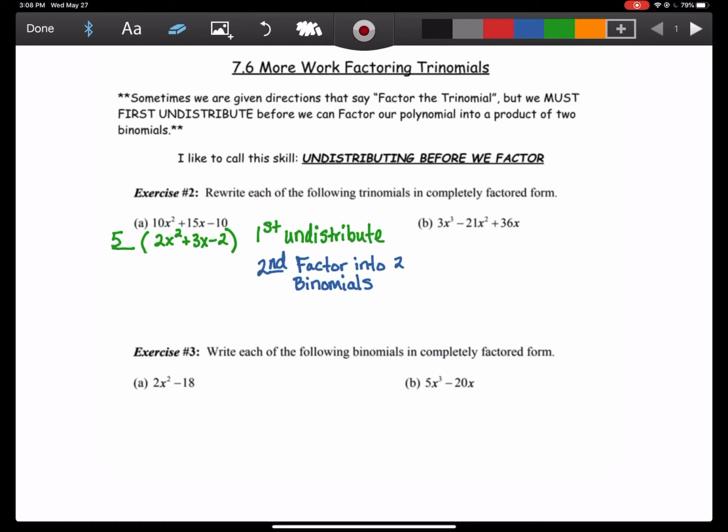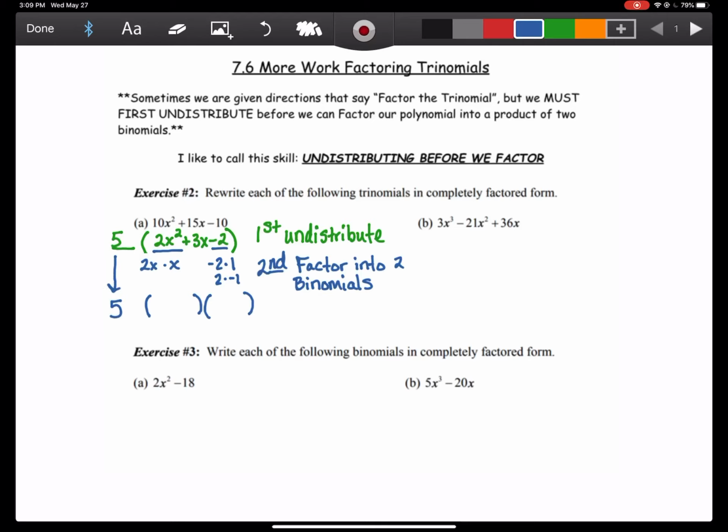So let's think about 2x squared and the factors that make it. So that would just be 2x times x. Not too bad. And let's factor negative 2. So that's negative 2 times 1 or 2 times negative 1. Now that we've got that, we're ready to set up our binomials. Now, this is where kids forget about the 5. Remember to bring that 5 down because it's still part of the answer.